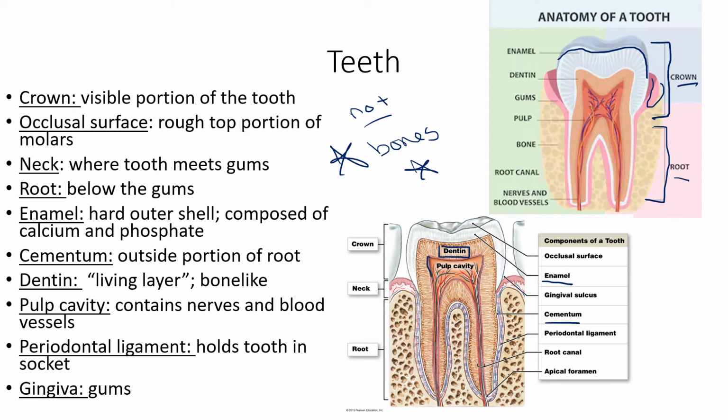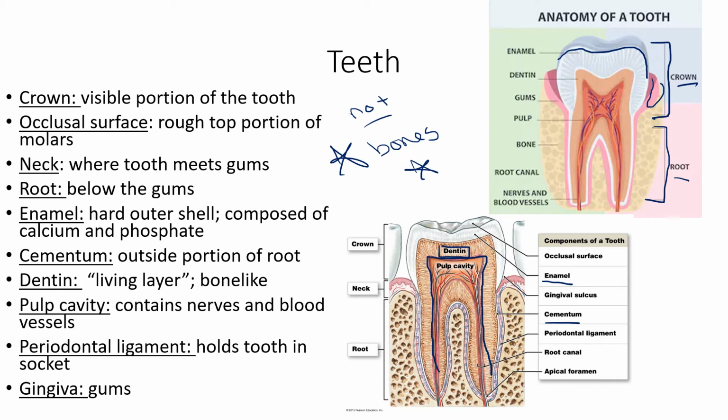Your pulp cavity is going to be this area right here. So if we took all of the little bits out of the center of the pulp cavity, which is known as pulp, it would become an empty cavity. But when it is full of pulp, it is filled with nerves and blood vessels.